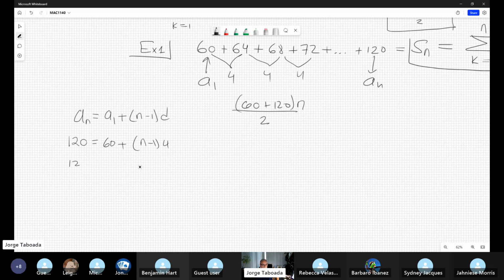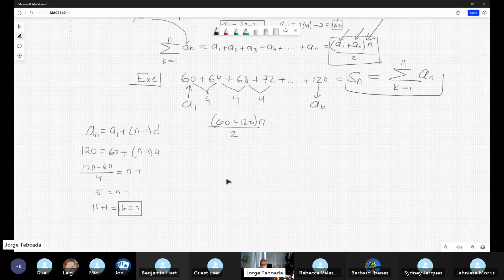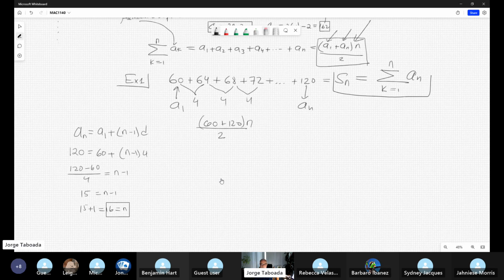It's 120 minus 60 divided by 4. So I move 60: the subtraction divided by 4 is equal to n minus 1. I put it in my calculator, 15. Therefore, n is 15 plus 1, which is 16. Wow. This summation contains 16 elements. But I don't care how many. The most important thing for me is the final answer, the summation, where you multiply by 60. And you put it in a calculator like that, it is 1,440. Do you understand this example?